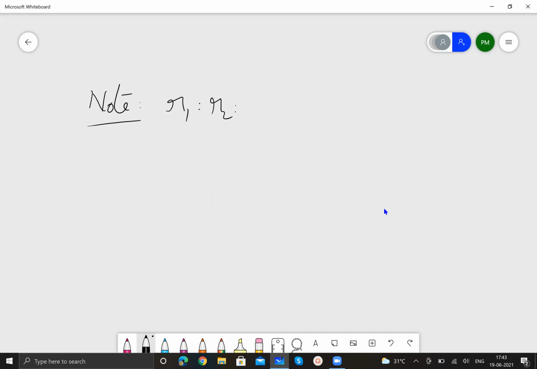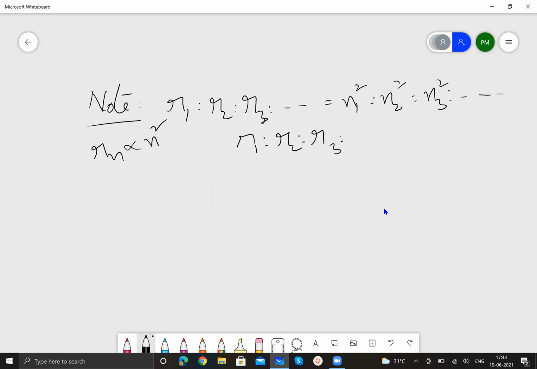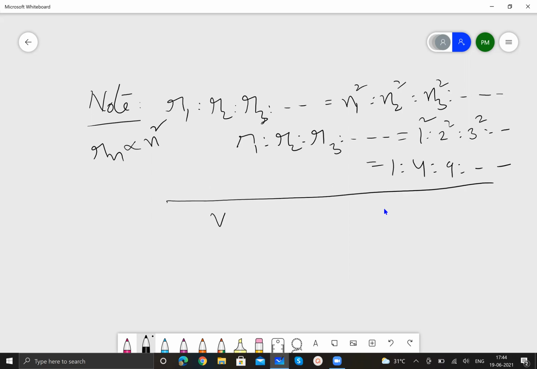R1 is to R2 is to R3 and so on is n1 square is to n2 square is to n3 square and so on, because Rn varies directly as n square. So the answer is, the ratio of radii of the orbits in the hydrogen atom is the ratio of squares of natural numbers, that is 1:4:9 and so on.